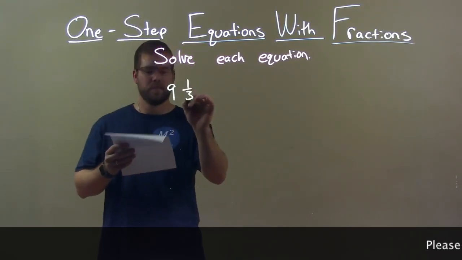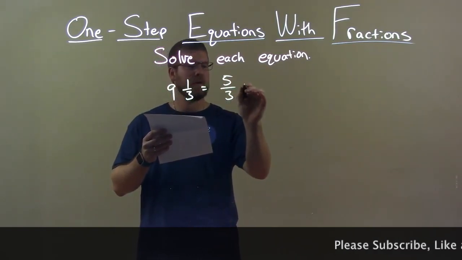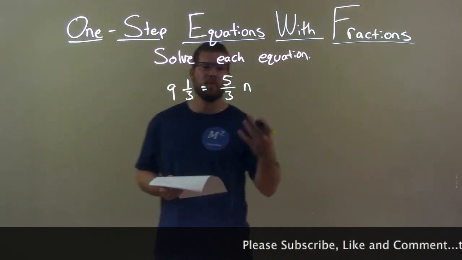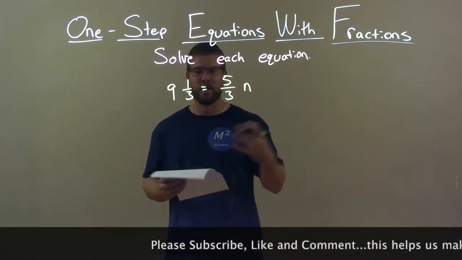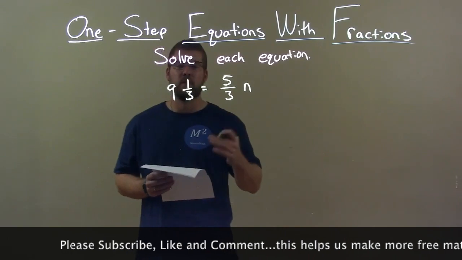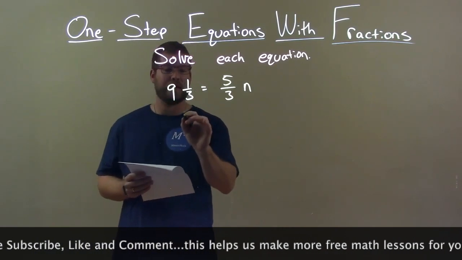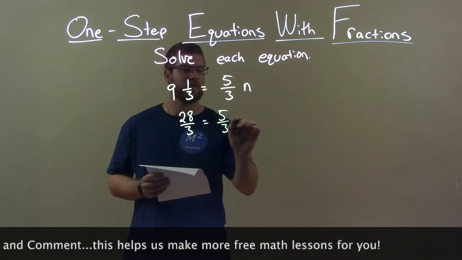9 1/3 equals 5/3 n. Well, to get n by itself, I'm going to have to multiply both sides by the reciprocal of 5/3, which is 3/5, okay? Now, to make it easier, I'm going to convert 9 1/3 to an improper fraction. 3 times 9 is 27, plus 1 is 28. So we have 28/3 here, equals 5/3 n.